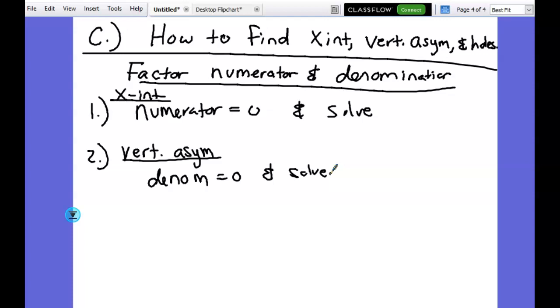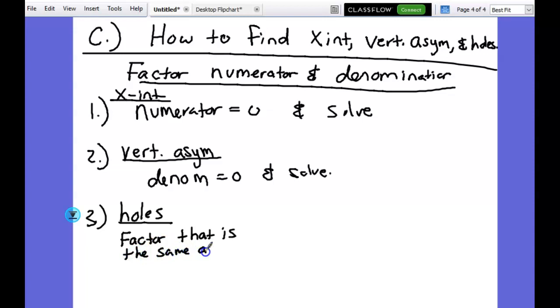And then finally, if you need to find the holes, what you do is you look for the factor that is the same on the top and bottom. And you set that equal to 0 and solve.